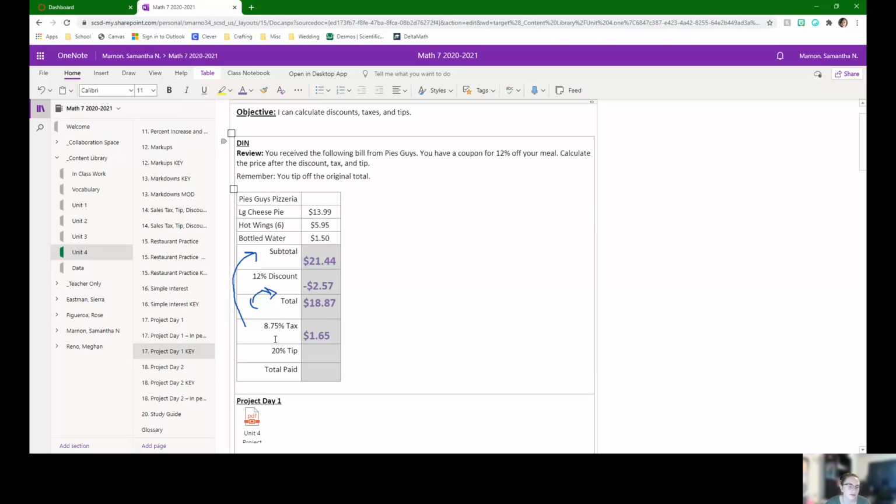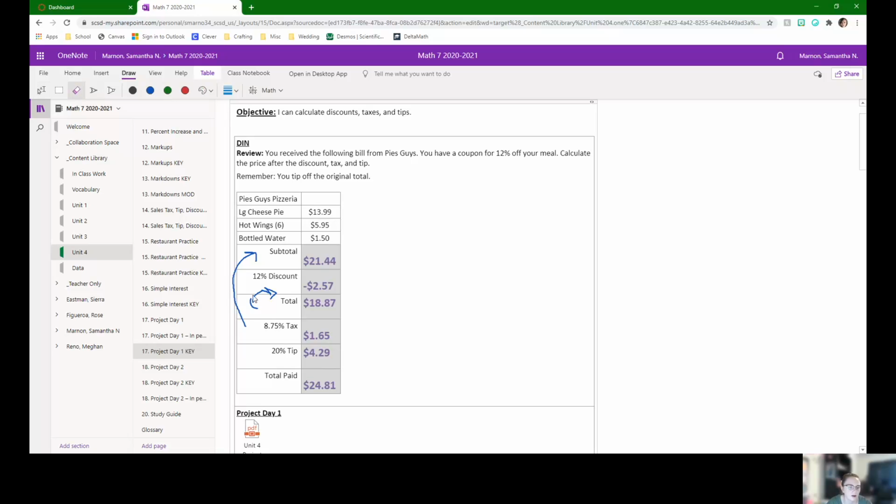And then the 20% tip on this original subtotal of $21.44. So 20% of $21.44, I got $4.29. And then the total paid, adding up this total after the discount plus the tax plus the tip, $24.81. So there are lots of different calculations in that as we go along, but it's not too bad as long as we're doing it piece by piece.